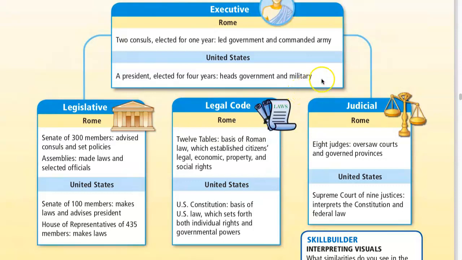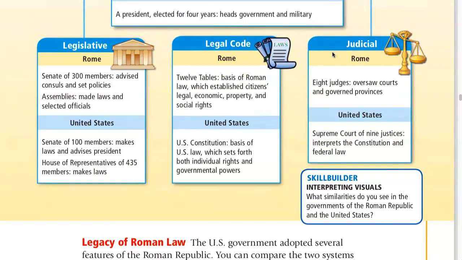Our founding fathers borrowed very heavily from the Roman form of democracy when they drew up our Constitution. There are some differences, though. We have 2 consuls in Rome, and we have 1 president in the United States. The consuls in Rome only ruled or were in power for 1 year, whereas in the United States, a president serves for 4 years.